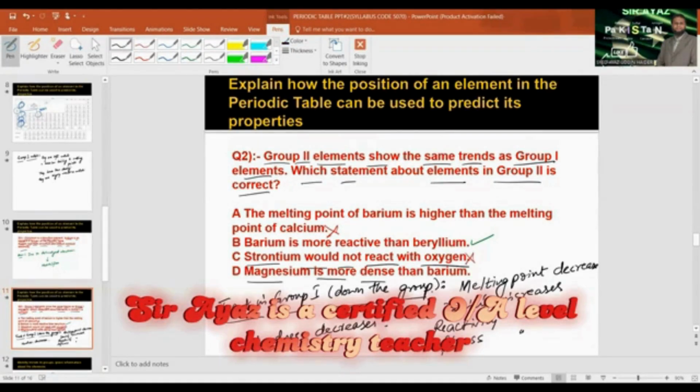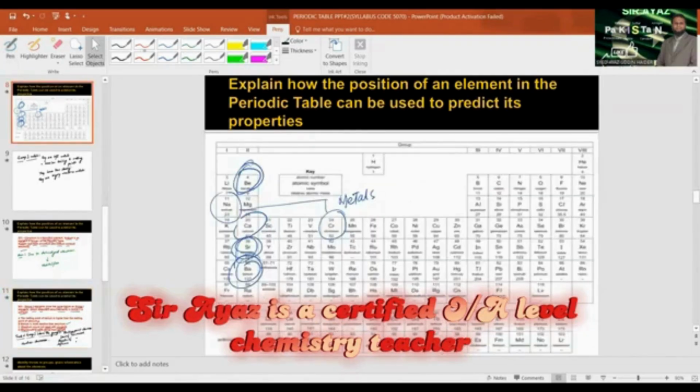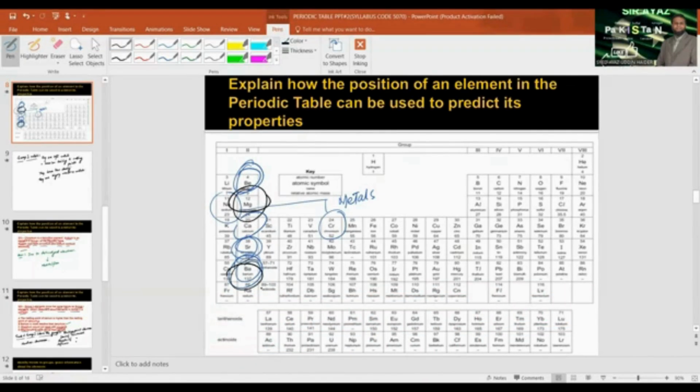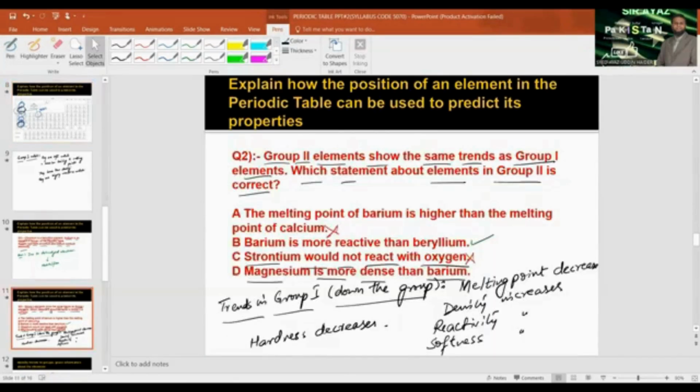Magnesium is more dense than barium. What about the density in group 1? The density increases down the group. So comparing the position of barium and magnesium, here's magnesium, here's barium. Barium is lower than magnesium, so barium should have higher density. So this is also an incorrect statement. The only statement which is correct here is B.